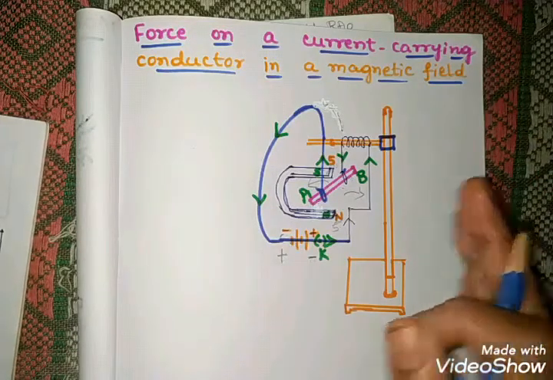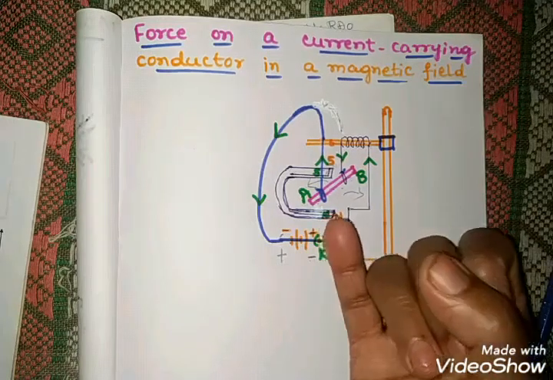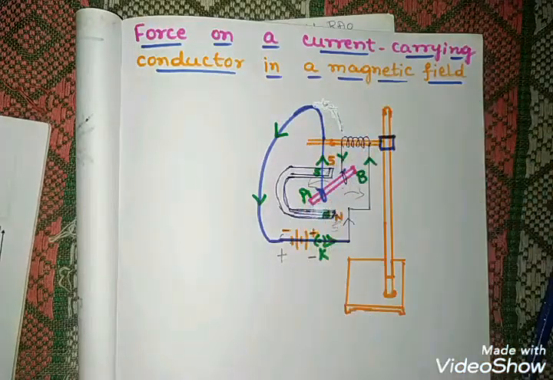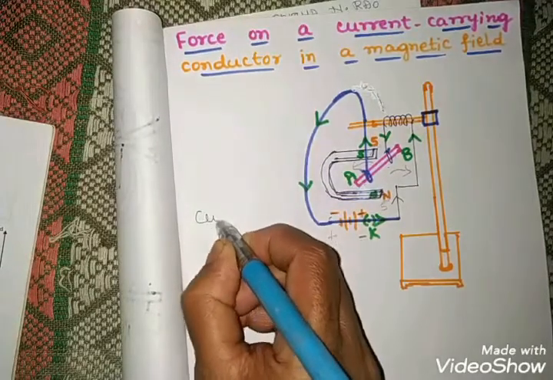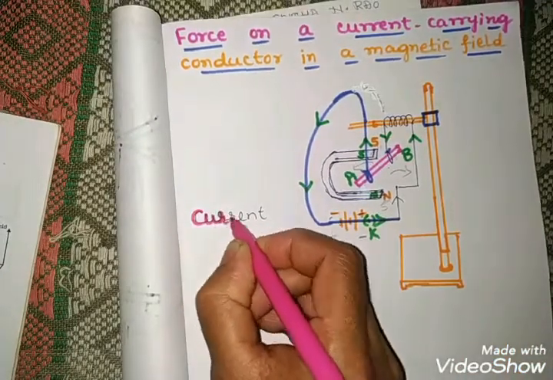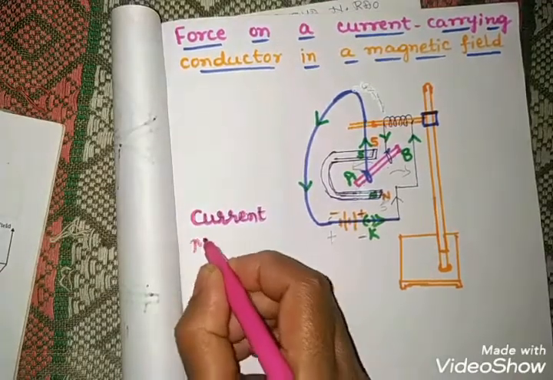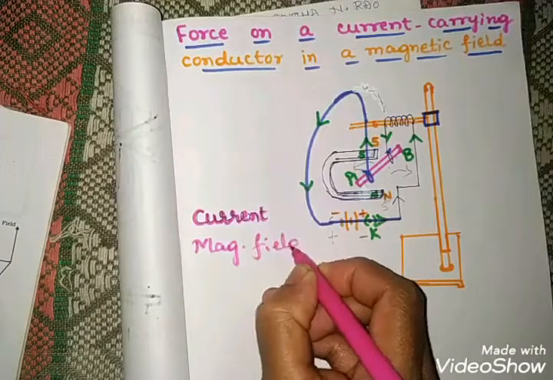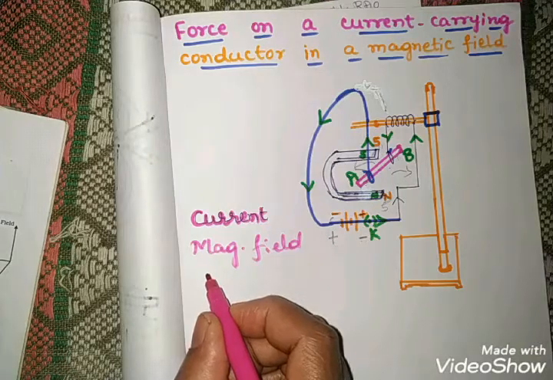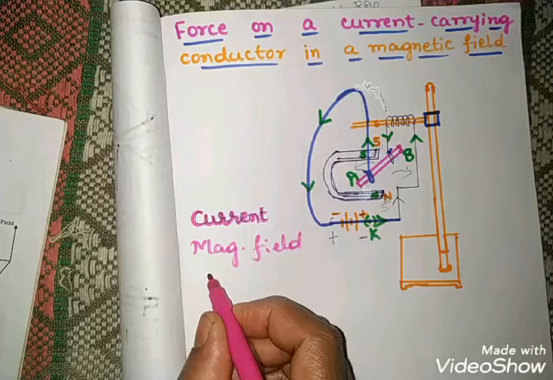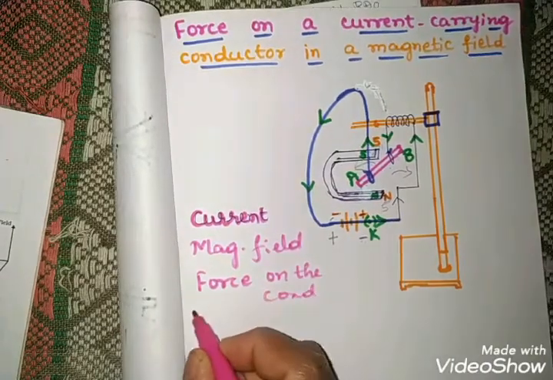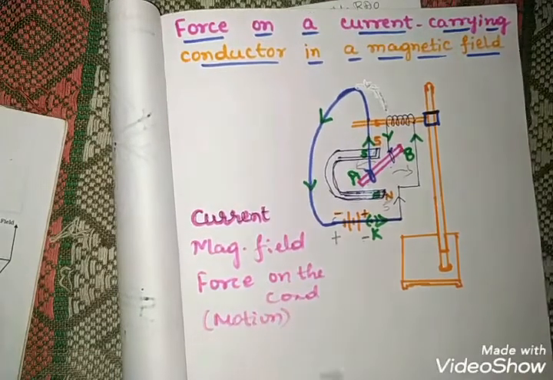So these three factors, which factors? Magnetic field, the current and the force. These three are related. Which are the factors related? The direction of the current, the direction of the magnetic field, and the direction of the displacement. Displacement means we can take it as the force on the conductor or motion of the conductor. We can consider this factor as motion of the conductor.